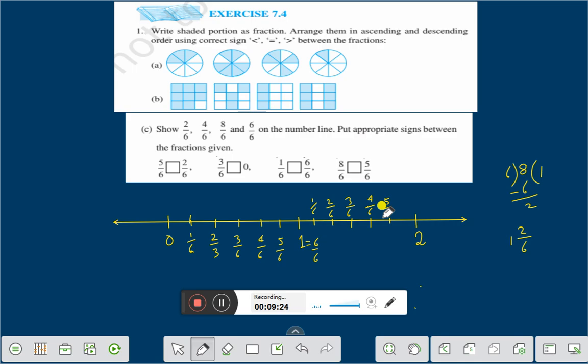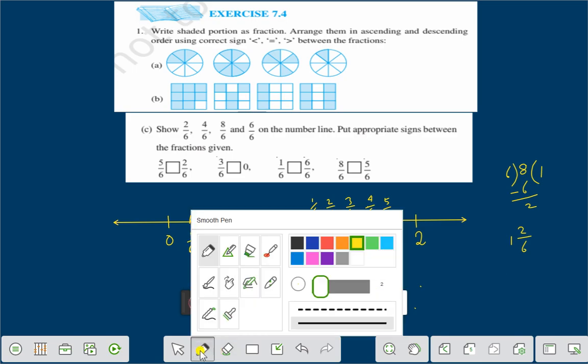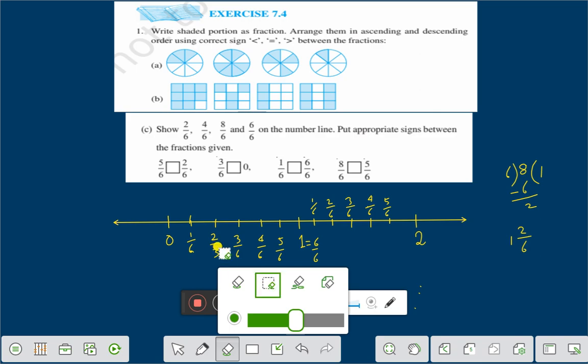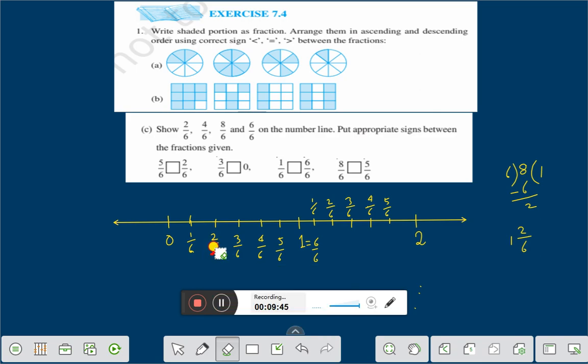Right? Now we'll find the fractions. 2 by 6 is this point. 1 by 6. This is 2 by 6. This is not 3, this is wrong. This is actually, it will be 6. Let us rub this one. Let us write as 6, 2 by 6.